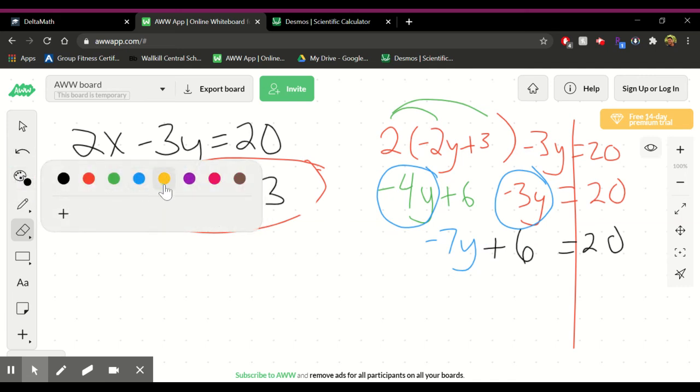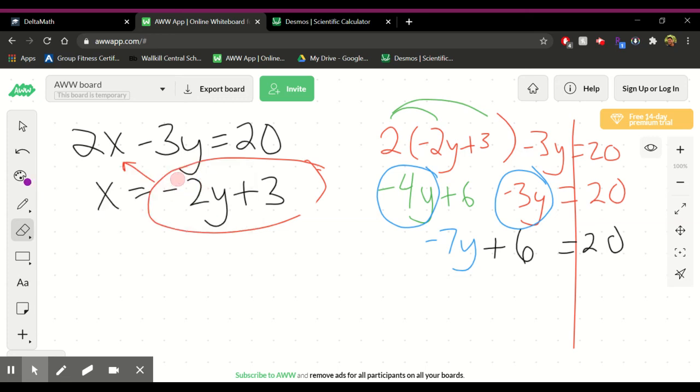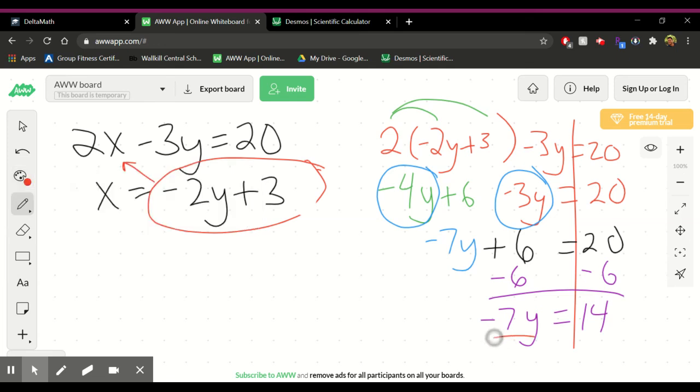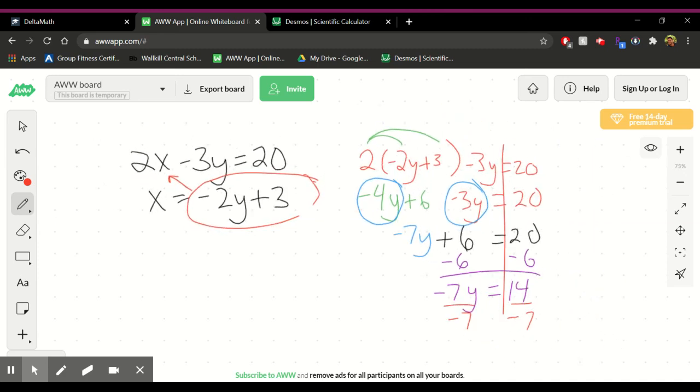All right. Now we minus 6 from both sides. And we get negative 7y is 14. Divide both sides by negative 7. And we get y is negative 2.